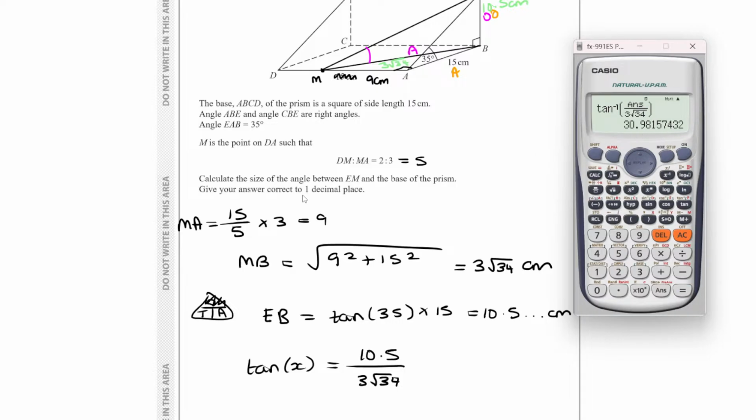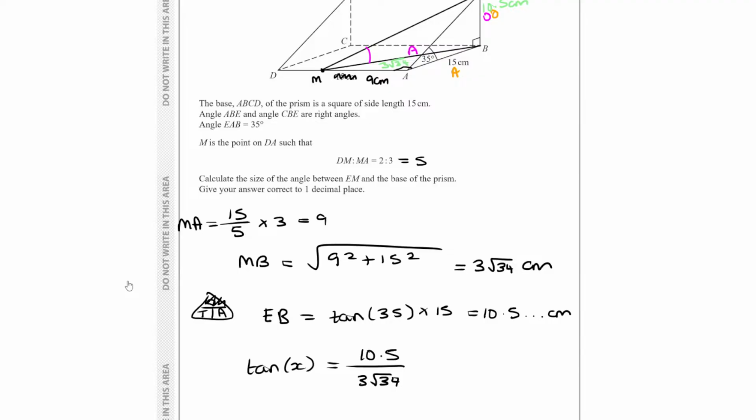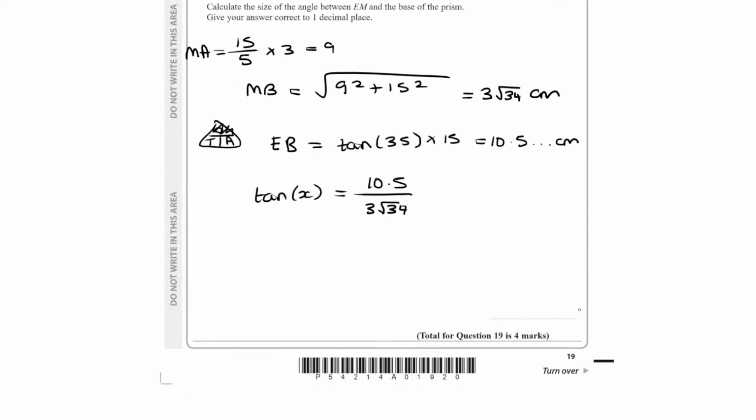And then you get this. Now they have said to one decimal place, so yeah, you're right, it would round to 31.0, because you still need to write a decimal, don't you? 31.0.